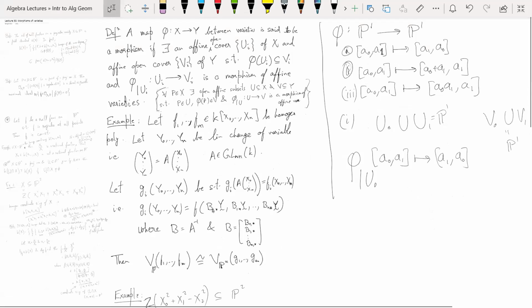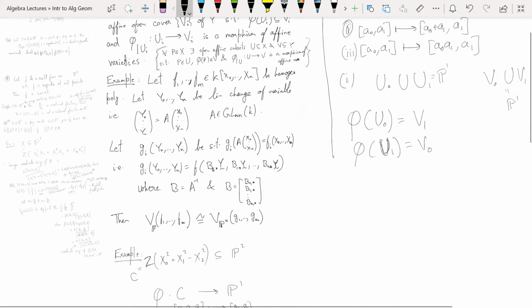What I want to say is, what is the range of phi of U0? A0 is non-zero, and V1 is given by the second coordinate being non-zero, so that tells you that phi of U0 is equal to V1. Phi of U1 is equal to V0. So that is okay. And what is the map when I restrict to U0? Phi restricted to U0 from U0 to V1.